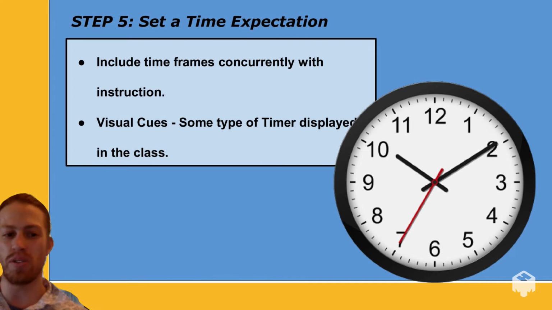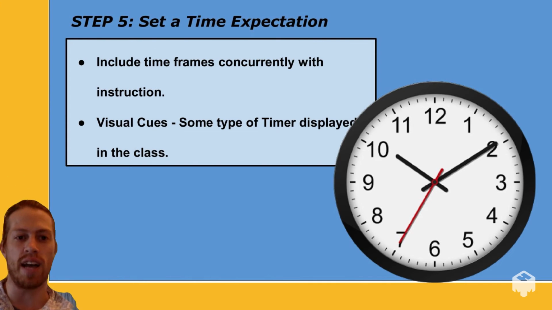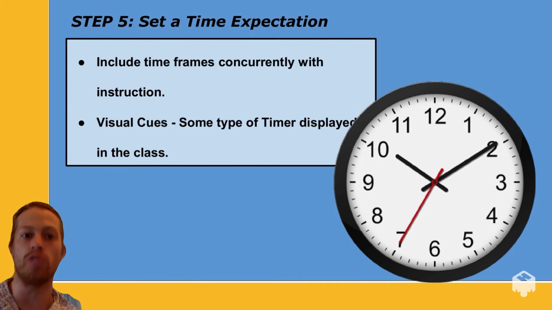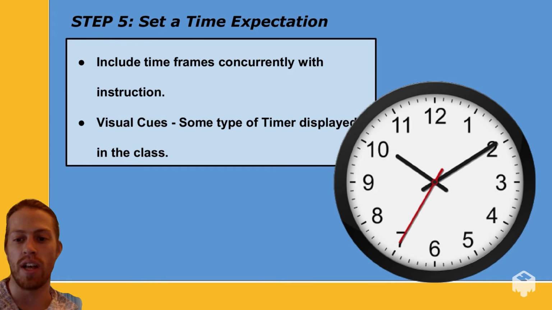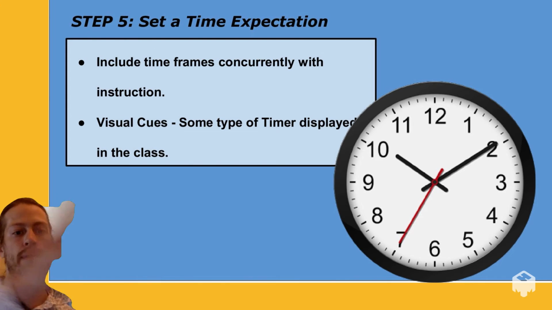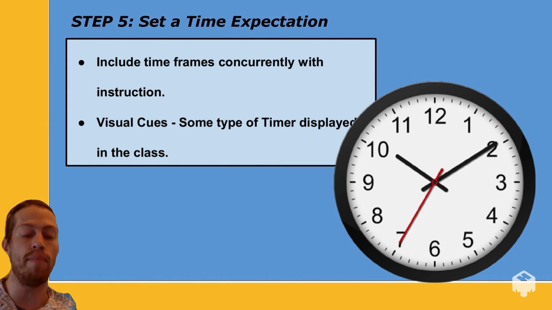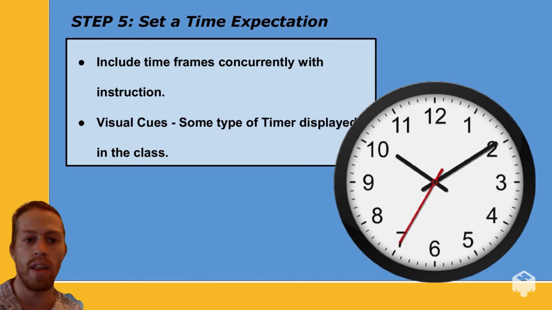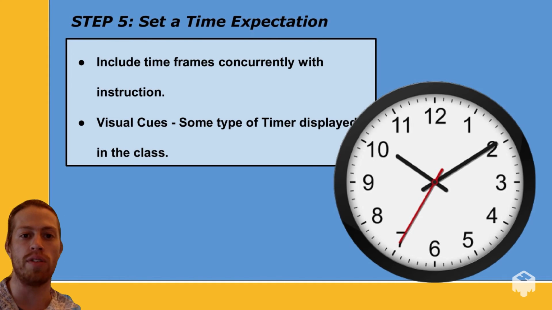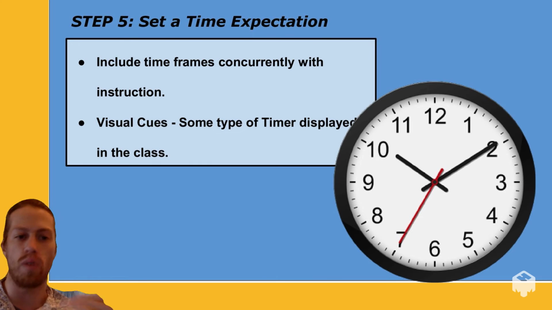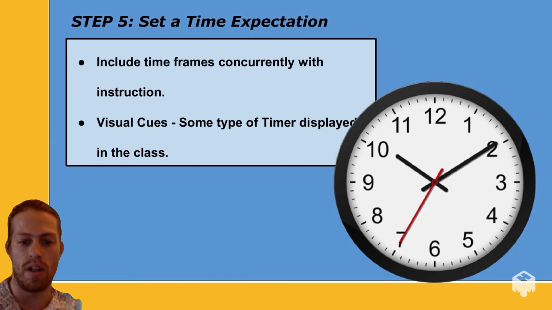So we know that students with autism oftentimes don't have the best time management, so setting a time expectation can be really important for them. And this kind of goes concurrently with the steps before. You're also going to want to say you have 5 minutes to complete this task, or 30 seconds. And then we know students with autism do well with visual cues, so adding some type of timer displayed in the classroom can also really benefit this step.